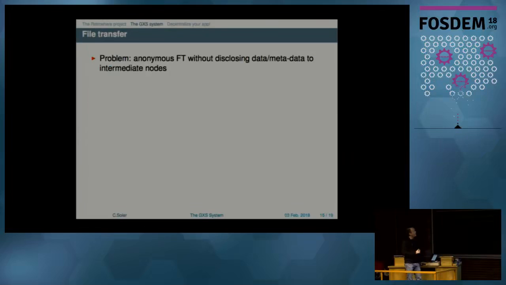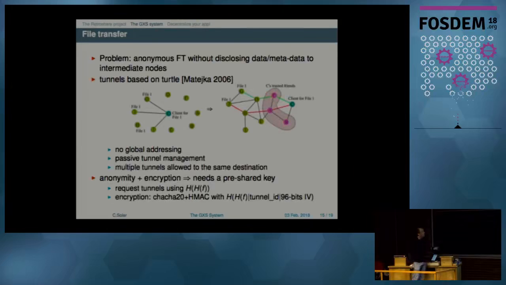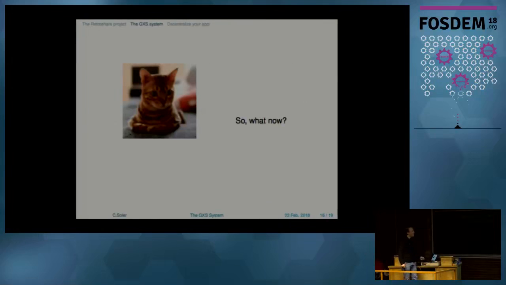Finally, what about file transfer? So we cannot distribute files in GXS messages. It would be too much because of the redundancy of data through the network. And so we designed a system that is based on the Turtle friend-to-friend system. It's anonymous end-to-end encrypted tunnels that, well, I won't detail the encryption there, but in the questions, if you want more information, I can give it.